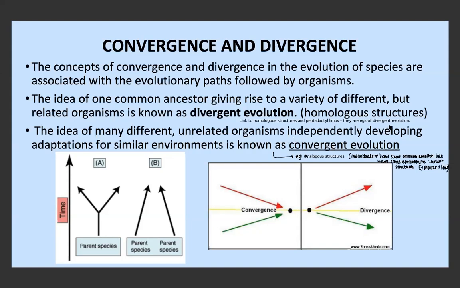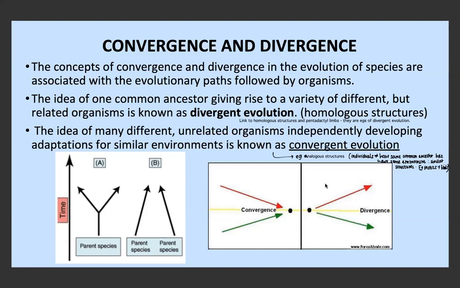Then the idea of many different organisms independently developing, without contact or reproduction between each other, similar adaptations for similar environments is known as convergent evolution. So this relates to analogous structures. They don't have the same common ancestor, but they have the same environment, and because of this, they have similar environmental or selective pressures, which causes them to evolve structures that are very similar.